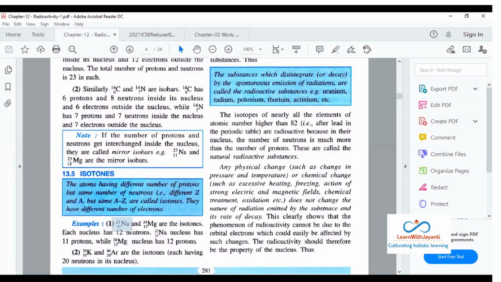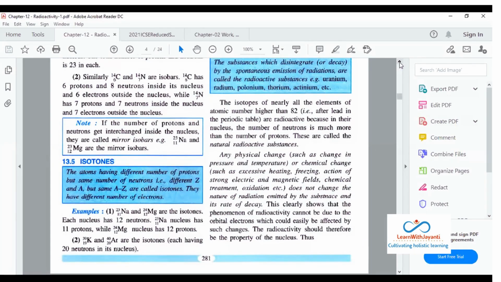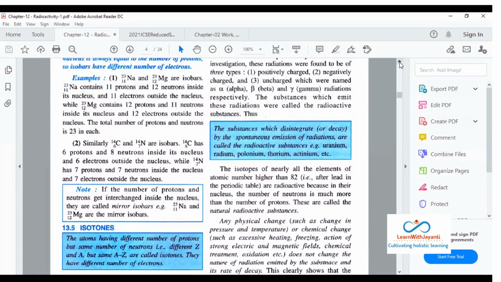Sodium is the normal isotope, and magnesium is also the normal isotope. In this, if you notice, each nucleus has 12 neutrons. Sodium has 11 protons and 12 neutrons. Magnesium has 12 protons and 12 neutrons. So both have 12 neutrons, and they are called isotones. Similarly, potassium and argon, 39 and 40, have 20 neutrons in the nucleus. You need to remember these examples; they can ask you the definition.